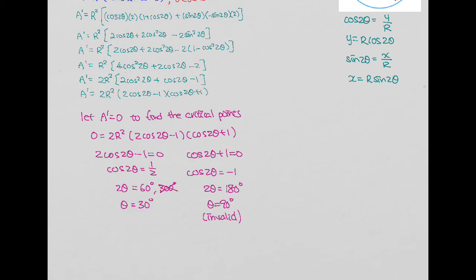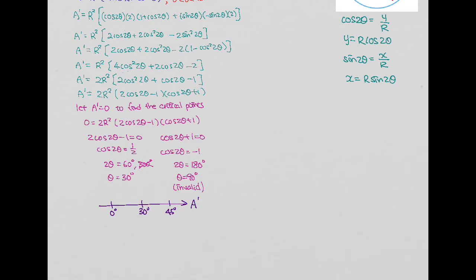At the same time, the second bracket can be 0 too. So cosine 2 theta plus 1 can be 0. That means cosine 2 theta equals negative 1. 2 theta is going to be 180, which is 90 degrees for theta, which is also invalid because that's outside the domain. Now, let's identify our critical points.